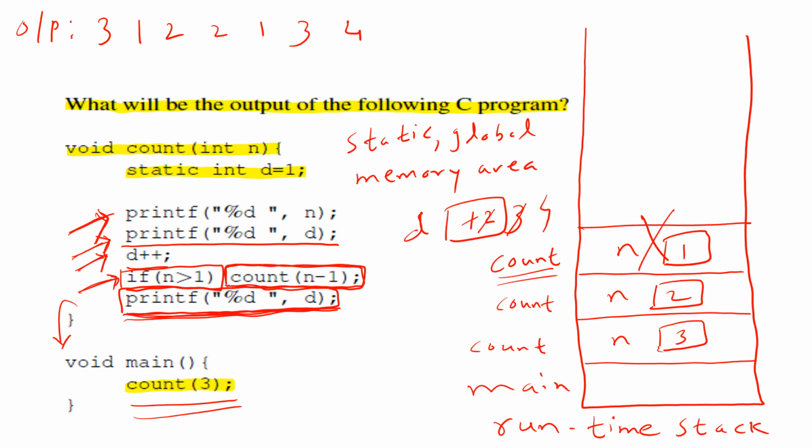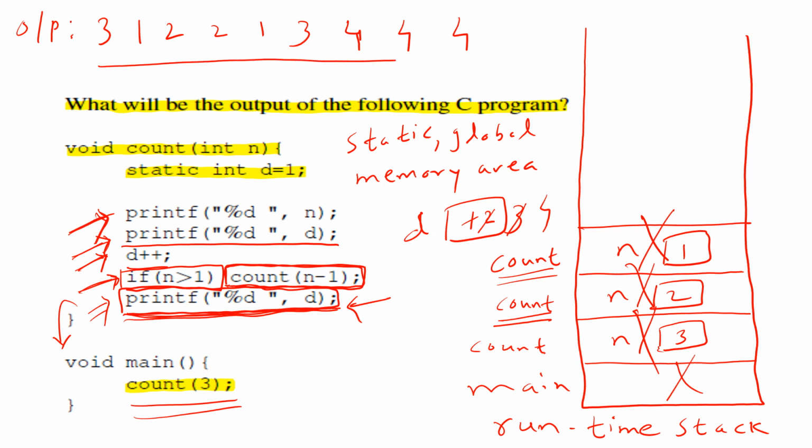We go back to the caller, the second call to count. In the second call to count, what is left is this printf, which says print the value of d. So we print the value of d, which is 4. Then again we pop out this also. Second call to count also exits, so we pop out that part. We go to the first call to count. In the first call to count, what was left over is printing the value of d, which happens to be 4, so we print 4. Then we are done with the first call also, and we go back to main, and then main also exits.